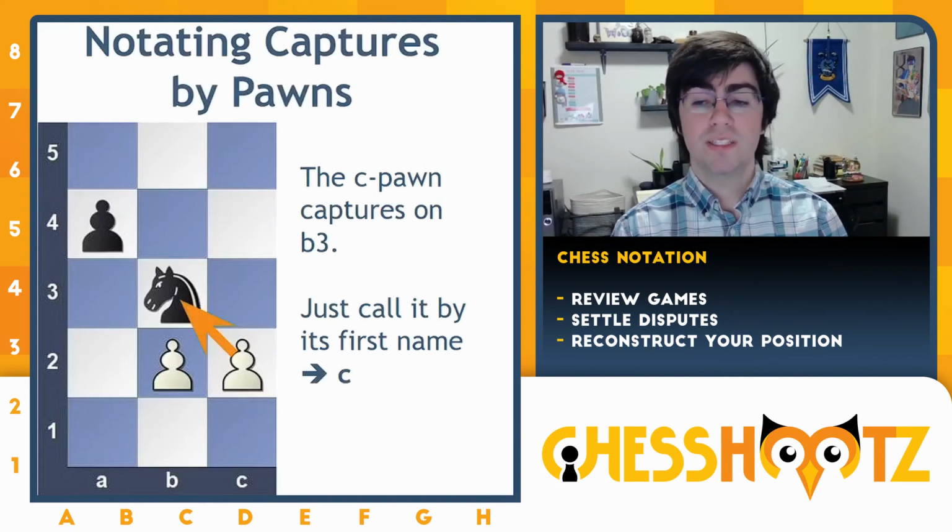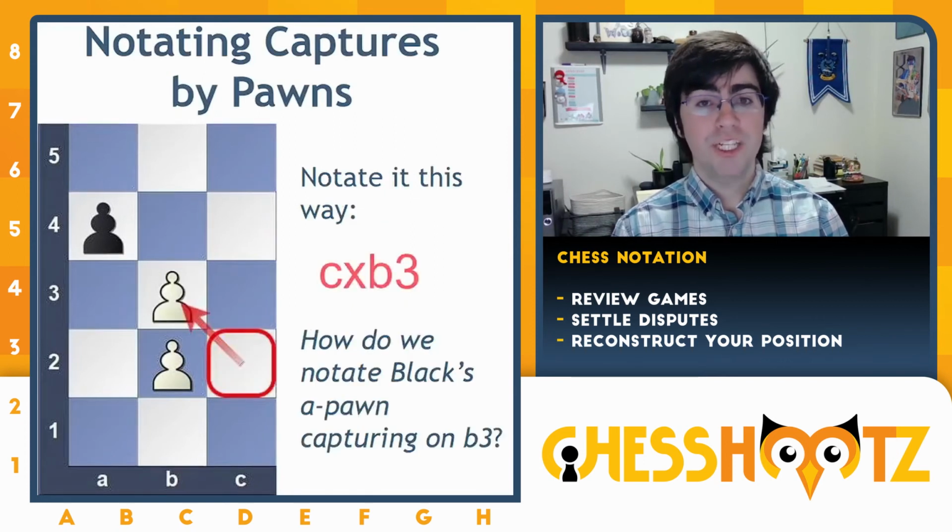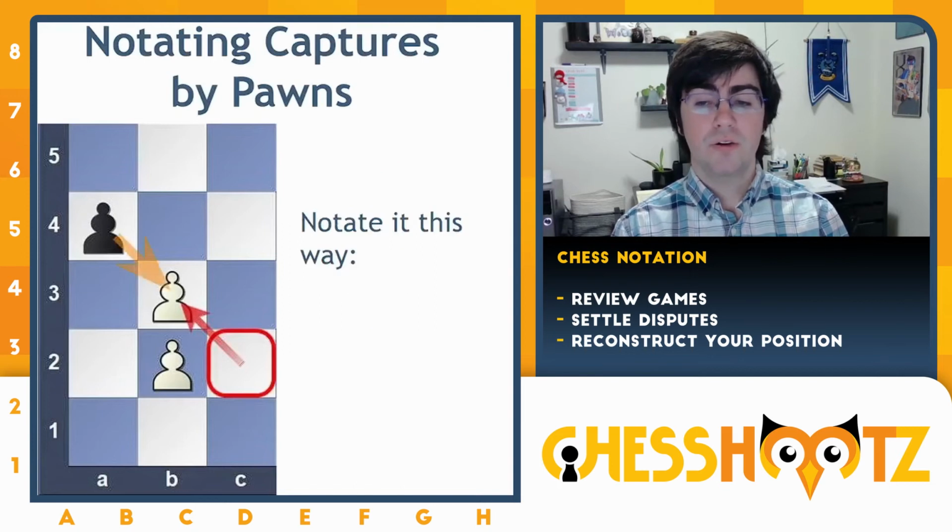Here we see the c pawn captures on b3. The proper notation for that is cxb3. And now black recaptures. We write that axb3.